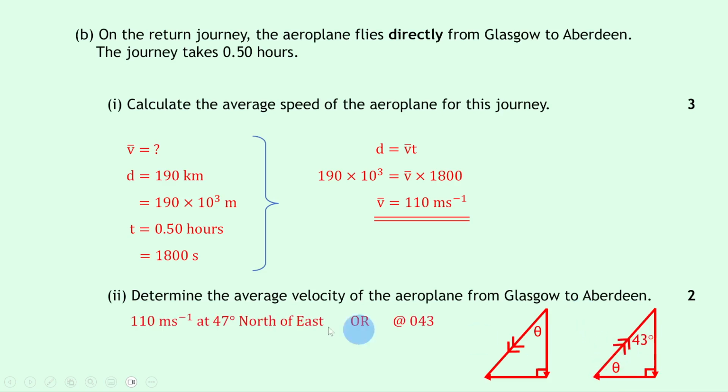So to summarise, we have the average velocity would be 110 metres per second at 47 degrees north of east, or you could write it as 110 metres per second at a bearing of 043.